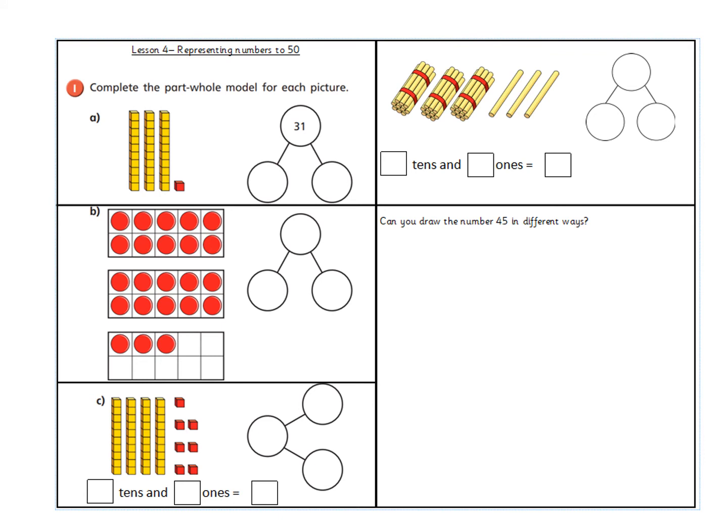Okay, so we've got some representations of numbers in base 10 and tens frames and straws, and all I would like you to do is the first 2, you've got to fill out the part whole to show the number in tens and ones. Then there's the part whole and the number sentence, and again the part whole and the sentence, and then just like you did with the number 34, can you show me the number 45 in different ways? In tens frames, in base 10, in a part whole, the number, the word even. It's entirely up to you for that one, but good luck everybody.